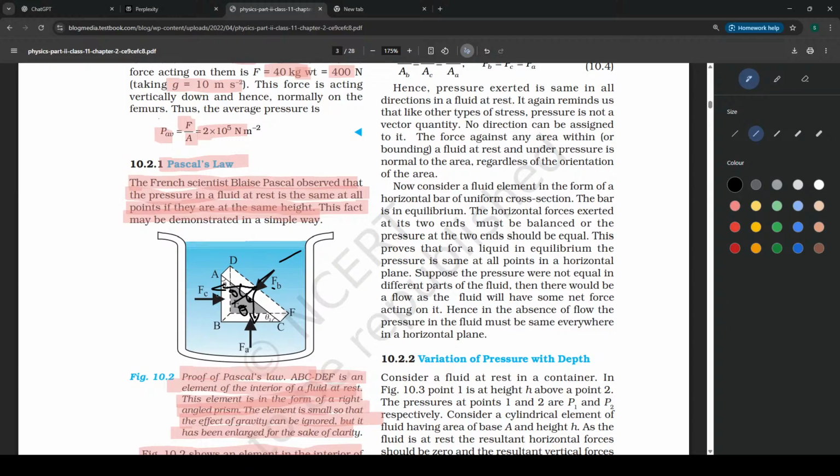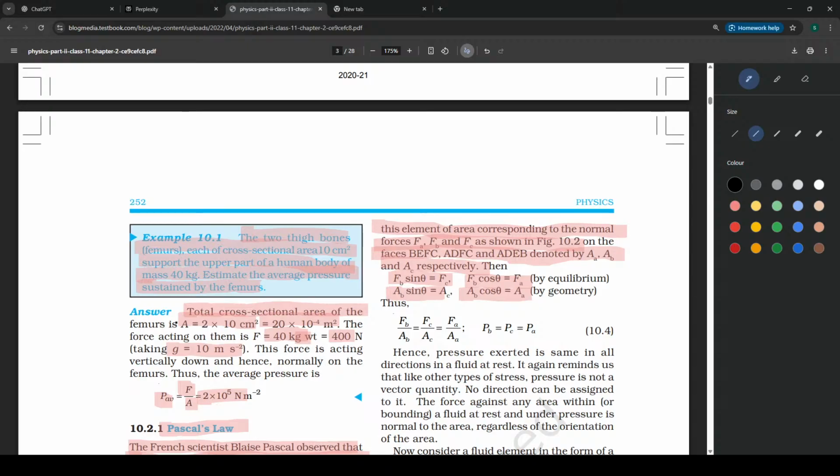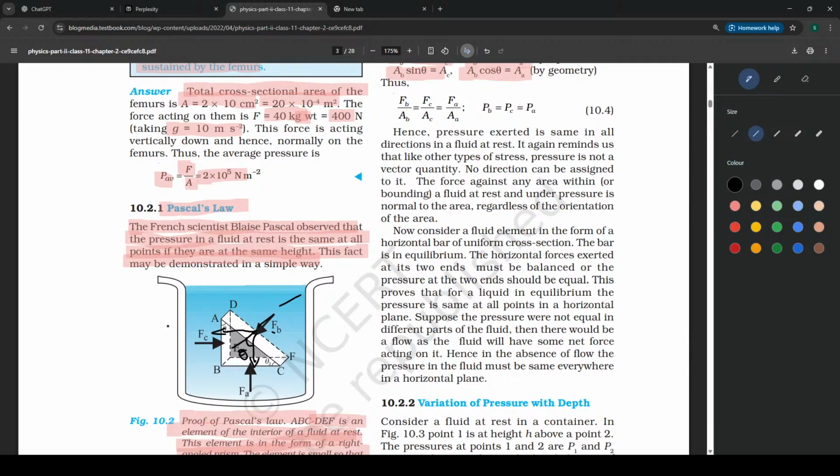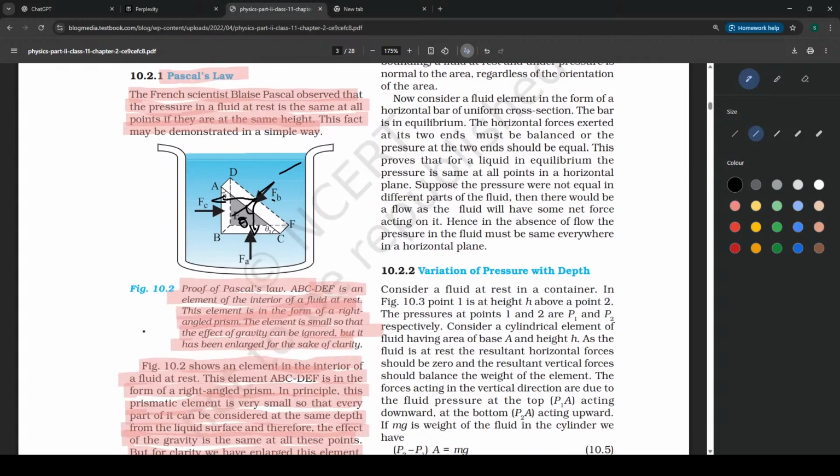Considering the angle theta here itself, we can write this as F sine theta, and because they are in equilibrium, FC is equal to FB sine theta. And one more force, FB cos theta is equal to FA.